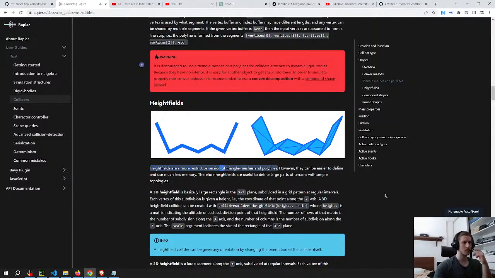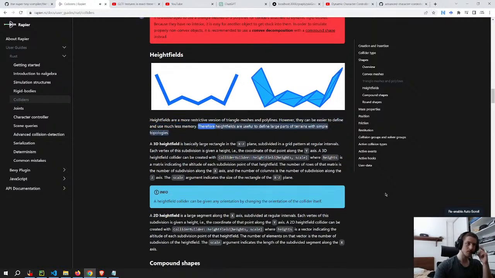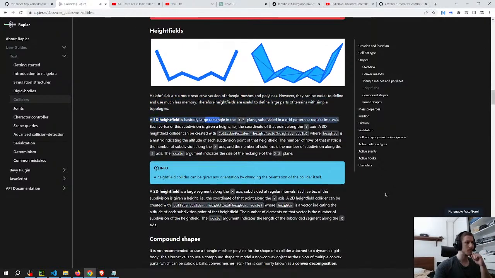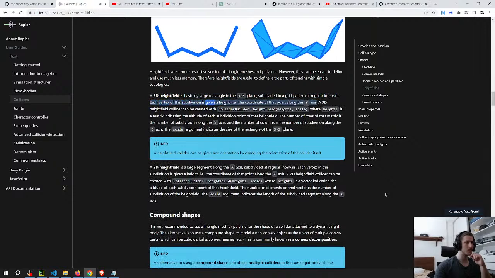Heightfield. Heightfields are a more restrictive version of triangle meshes and polylines. However, they may be easier to define and use much less memory. Therefore, heightfields are useful to define large parts of terrains with simple topologies. A 3D heightfield is basically a large rectangle in the XZ plane, subdivided into a grid pattern at regular intervals. Each vertex of the subdivision is given a height, i.e., the coordinate of that point along the y-axis.